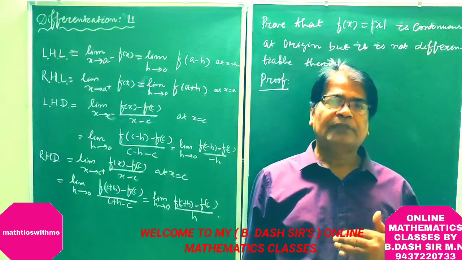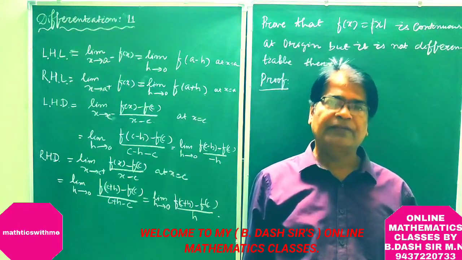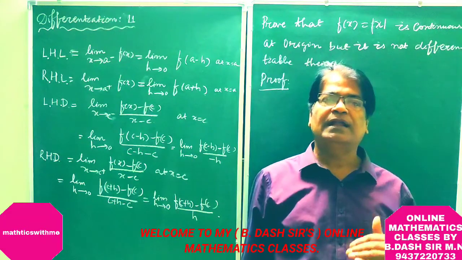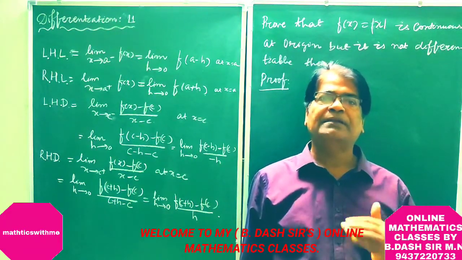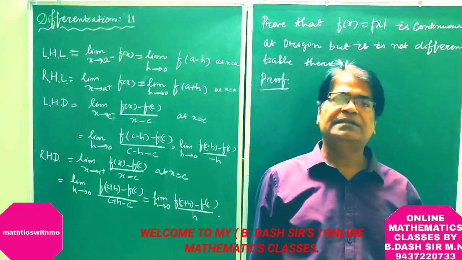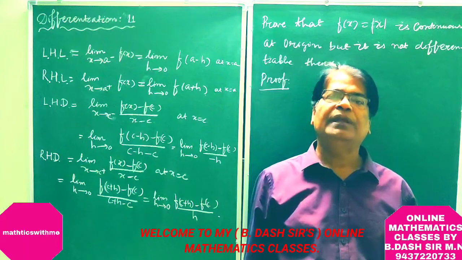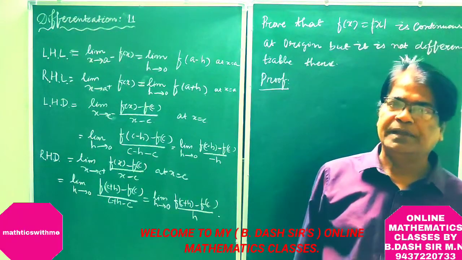And for differentiability, the function f(x) is said to be differentiable at x = c if the limit as x tends to c of (f(x) - f(c))/(x - c) exists. That means the left hand derivative should be equal to the right hand derivative. Let us start the topic now.